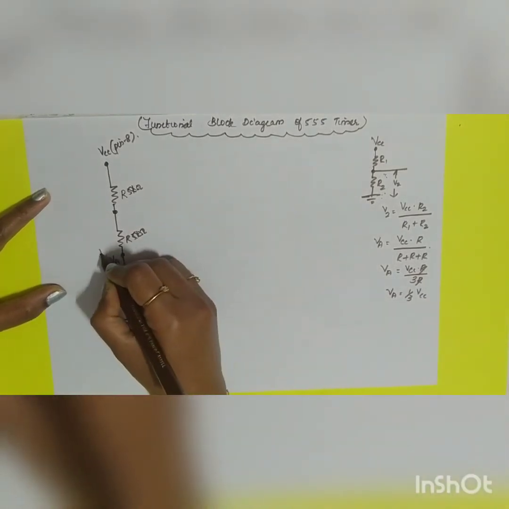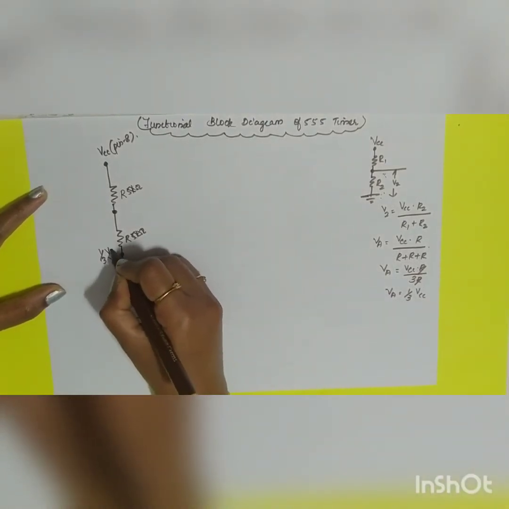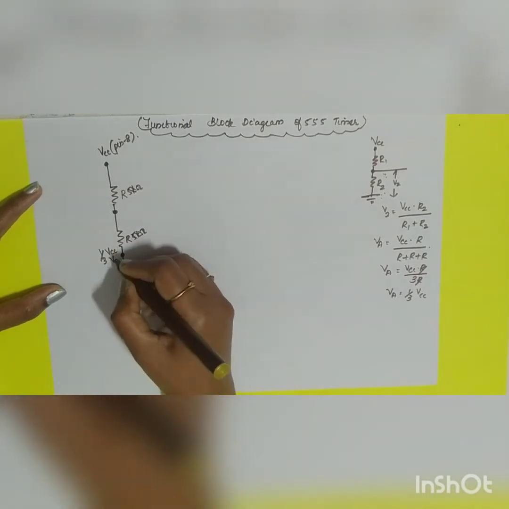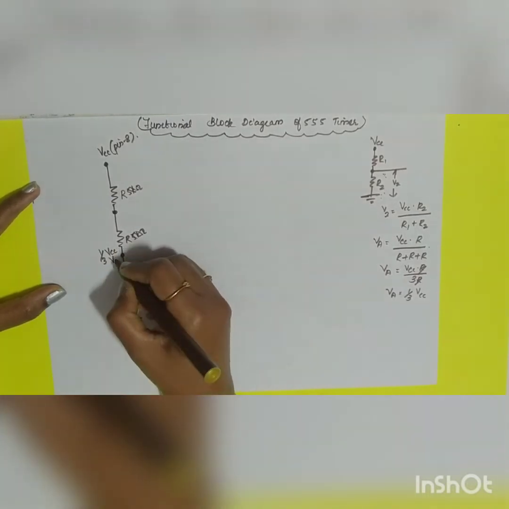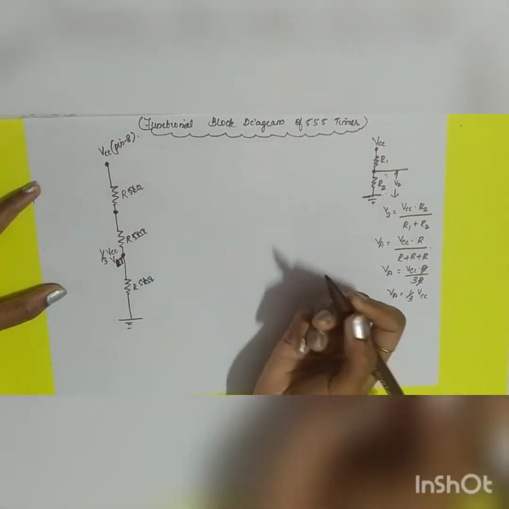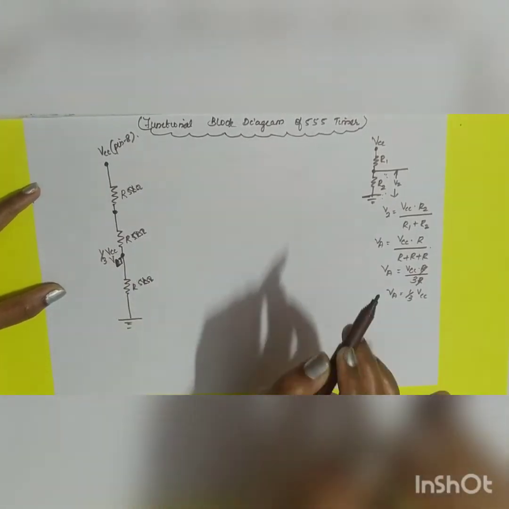So I have got this value. This is equal to 1 by 3 VCC. This is called your lower threshold, lower triggering point, VLT. Let me take it as VLT. So VLT is equal to 1 by 3 VCC.